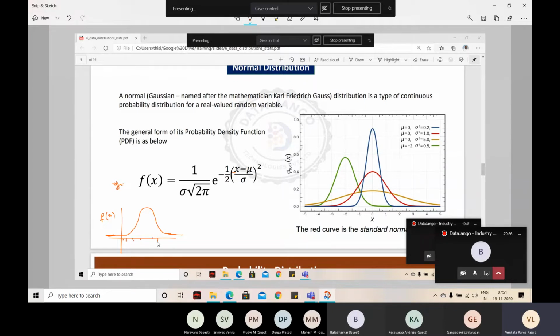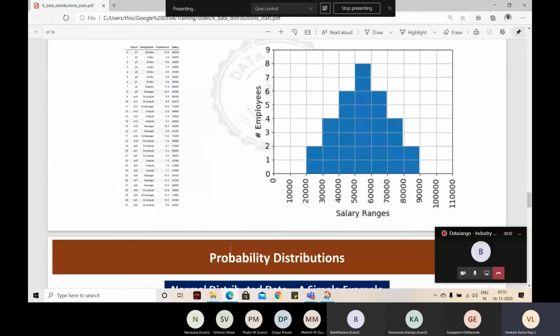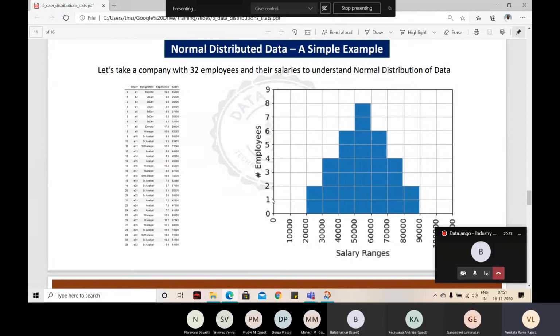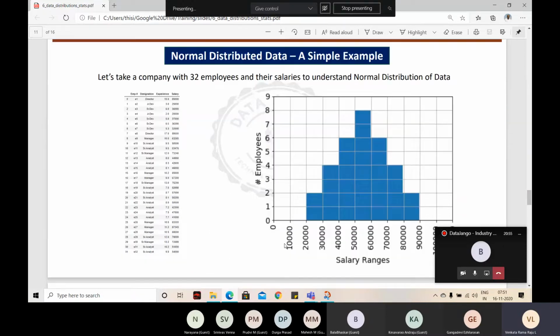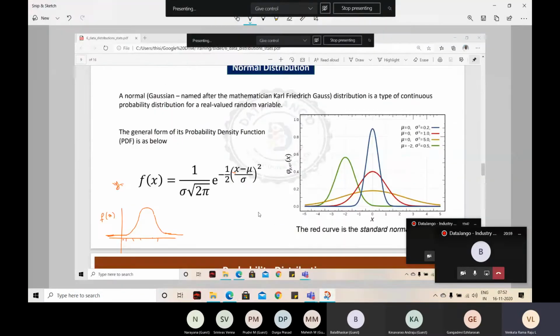If you look at this example, salaries are the x, and the number of counts I have taken as y, but you can take probability also. Total 32. Count divided by 32 is also going to be probability. So for any given x, the probability is not going to be 0. That's the point I was actually making, especially when data is normally distributed.